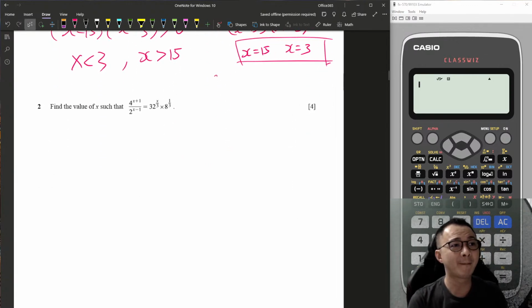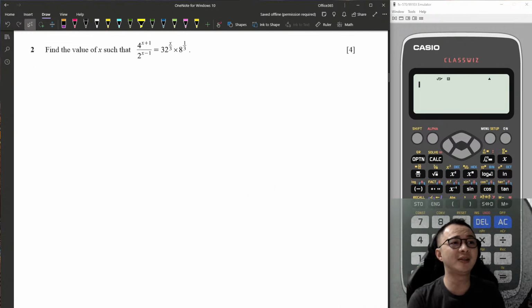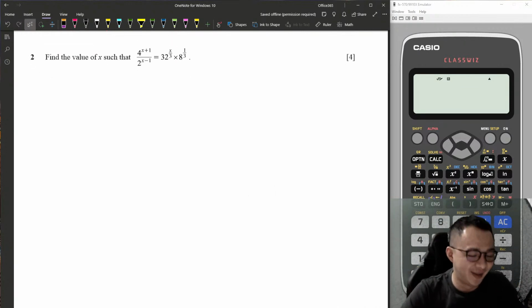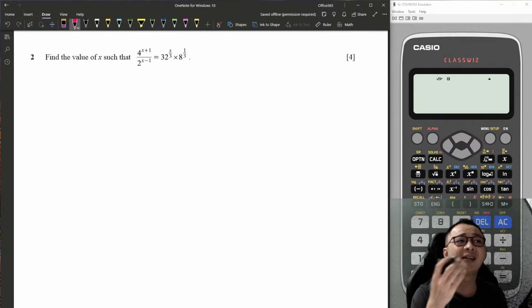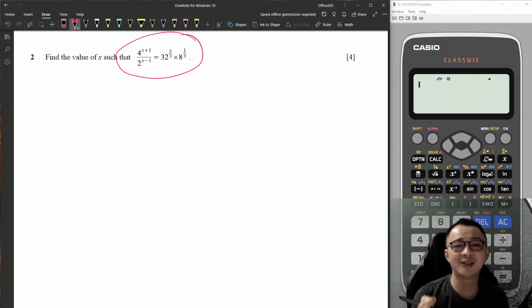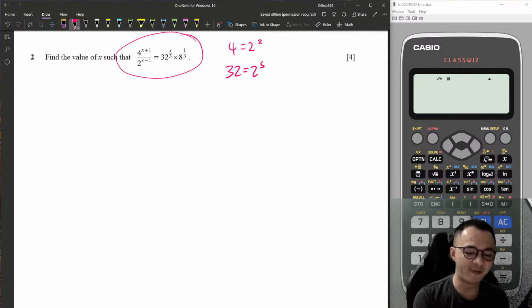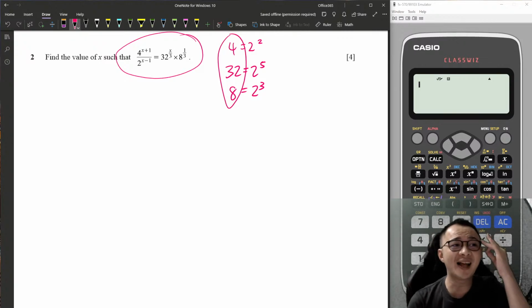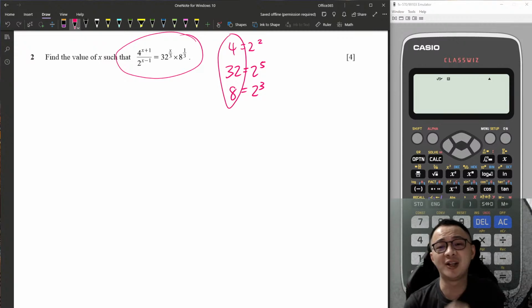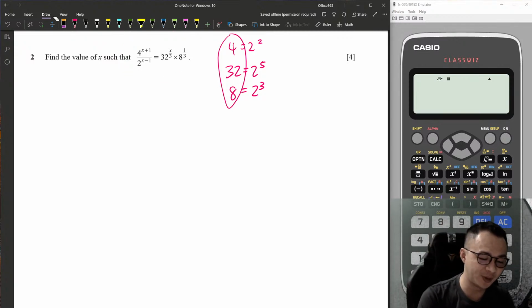Okay, the second one is indices. Indices are normally very easy. Before I start, I will analyze a little bit first. It's not hard to guess that everything here is related to 2, isn't it? Because 4 is 2 to the power of 2, 32 is 2 to the power of 5, and 8 is 2 to the power of 3. I see all these numbers in one equation, so my first idea is that all these values are related to 2. So this is what I will do.